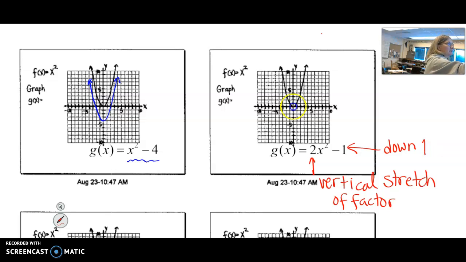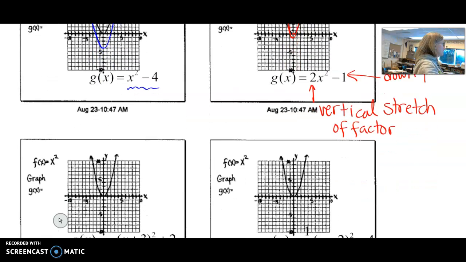So the vertical stretch, all the y-coordinates get stretched twice as tall. 0, 0 is going to stay at 0, 0, because 2 times 0 is 0. But instead of 1, 1 being on the graph, it's going to now be up here at 1, 2, and negative 1, 2. And 2, 4 becomes 2, 8. So it got stretched twice as tall. It's called a vertical stretch. And then shifted down 1 unit. So the graph would look like that in the end result.